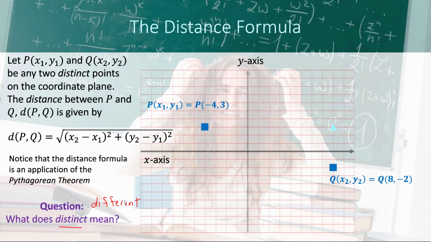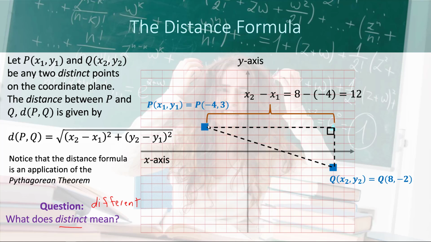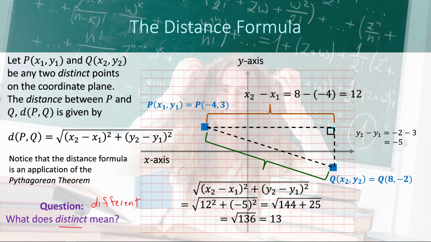Okay, so what do you have going on here? Well, here's a quick example. Here is P, and here is Q. Now, notice that we can actually form a right triangle. And this leg is the change in the x value, and this leg is the change in the y value. So of course the hypotenuse is the distance, and that's all that we are trying to apply.